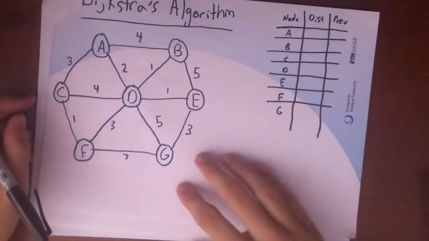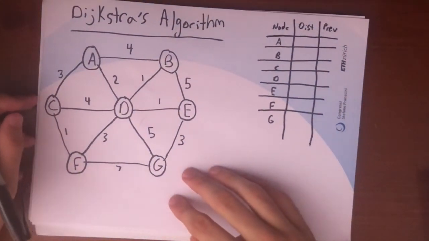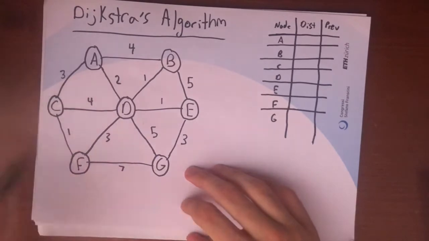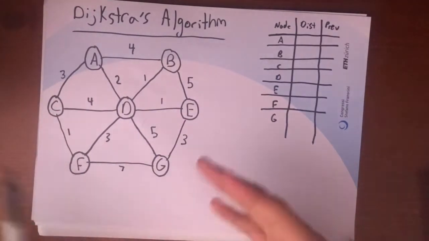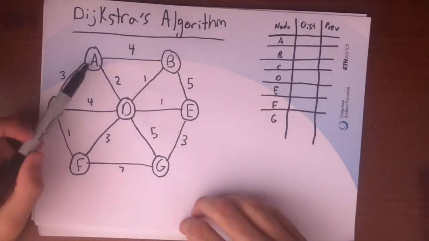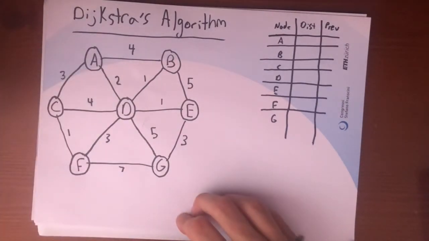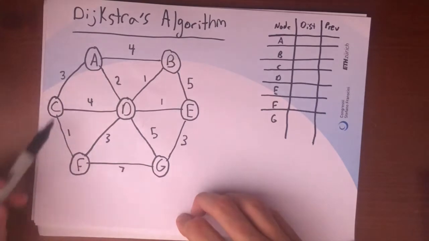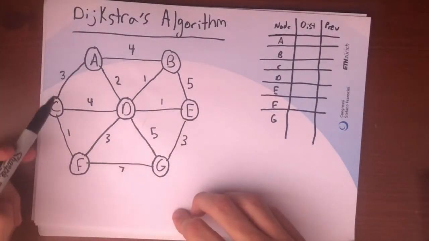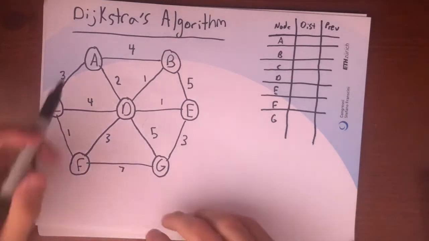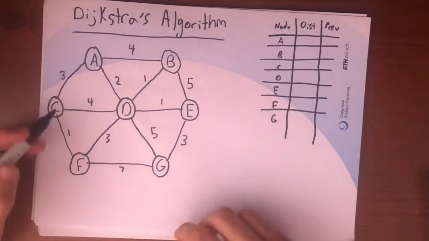Hello guys, so in today's video we're going to go over Dijkstra's algorithm. Dijkstra's algorithm is an algorithm used to find the shortest distance between any two nodes in a graph. So here the circles with the letters in them are the nodes, and the edges are represented by the lines between the nodes, and each of these edges has a weight, or we can think about it as a distance, between the nodes associated with it.